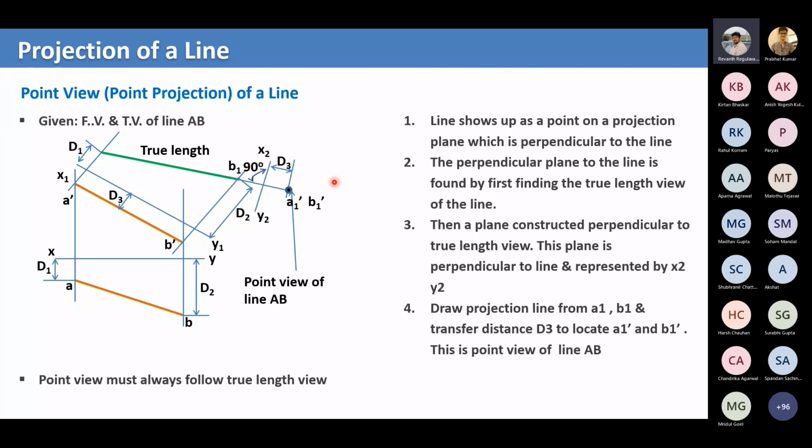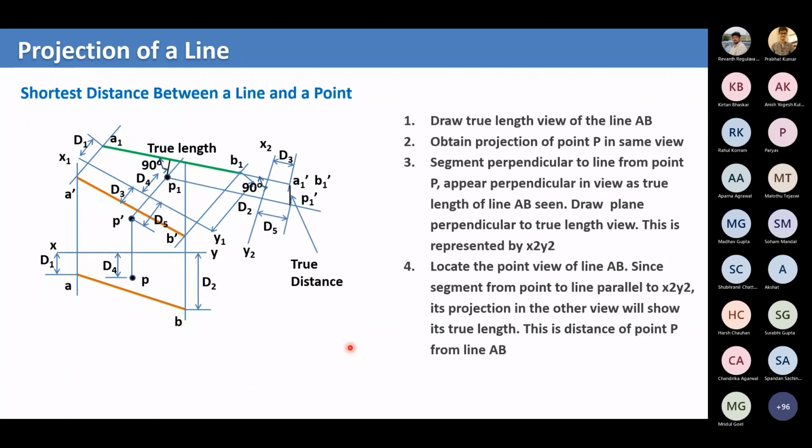So this is the conclusion. Point view must always follow true length view. So now what we do is we try to get the shortest distance between a line and a point. Between a line and a point. So again we'll do the same thing.